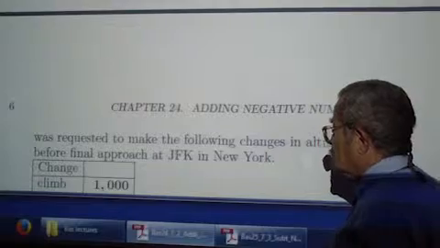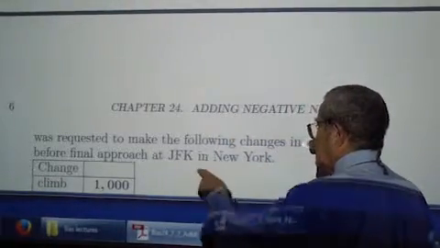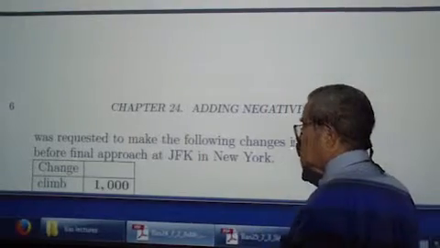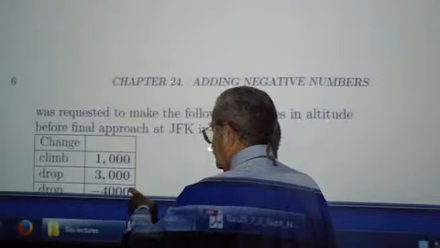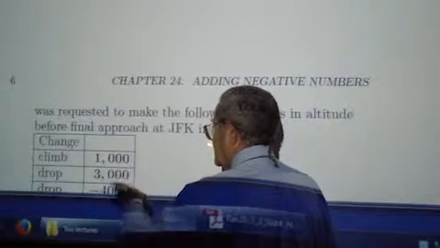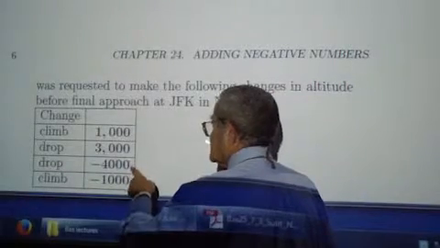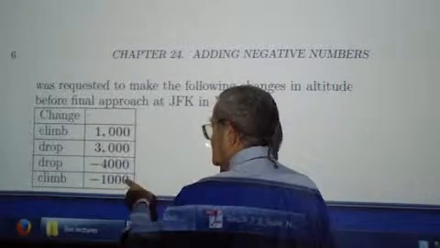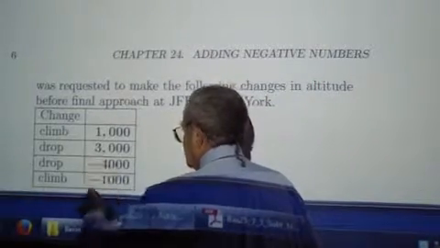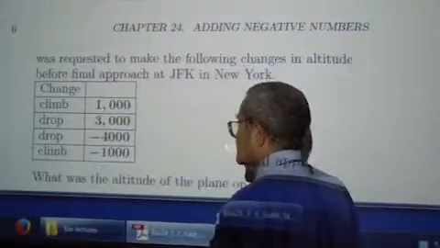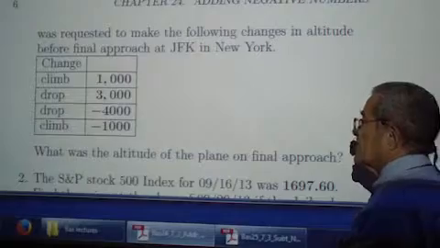Okay, so he climbs to... so maybe what I have given you is right. The plane goes to JFK in New York. The change was he was requested to climb another 1,000 feet. Then he was requested to drop 3,000 feet, and he was requested to drop 4,000 feet, and he was requested to climb 1,000 feet. That should be negative here and positive here. And what was the altitude of the plane on final approach?